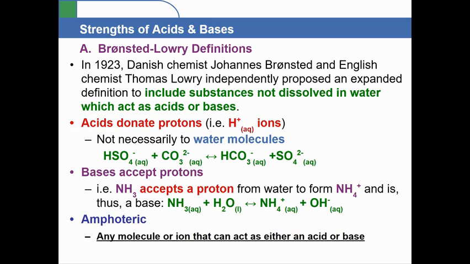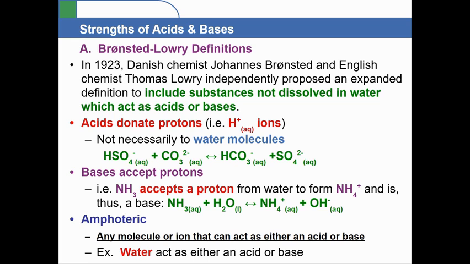An amphoteric substance is any molecule or ion that can act as either an acid or a base. So anything that can act as either an acid or as a base. The classic example is water. Water can give up a hydrogen in order to act as an acid, thus making OH negative ions, or it can accept a hydrogen and thus become H3O positive and therefore act as a base.